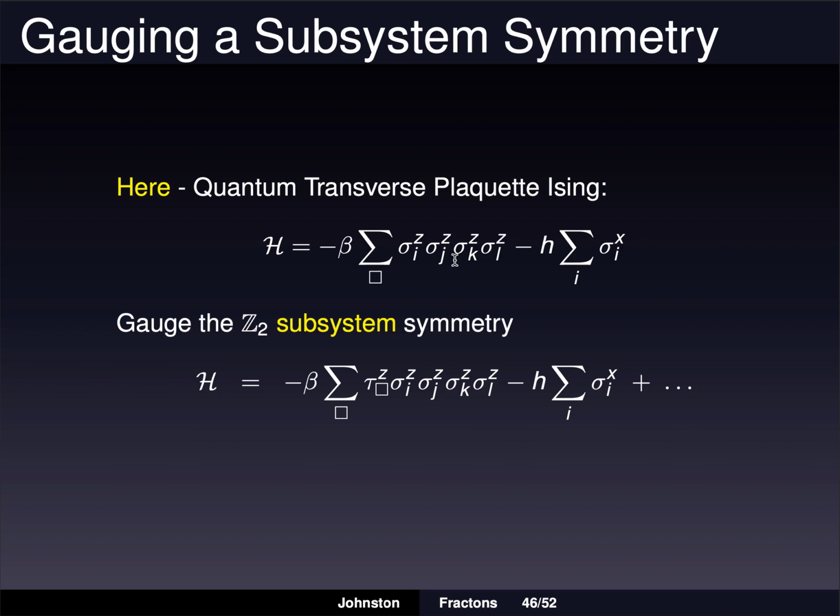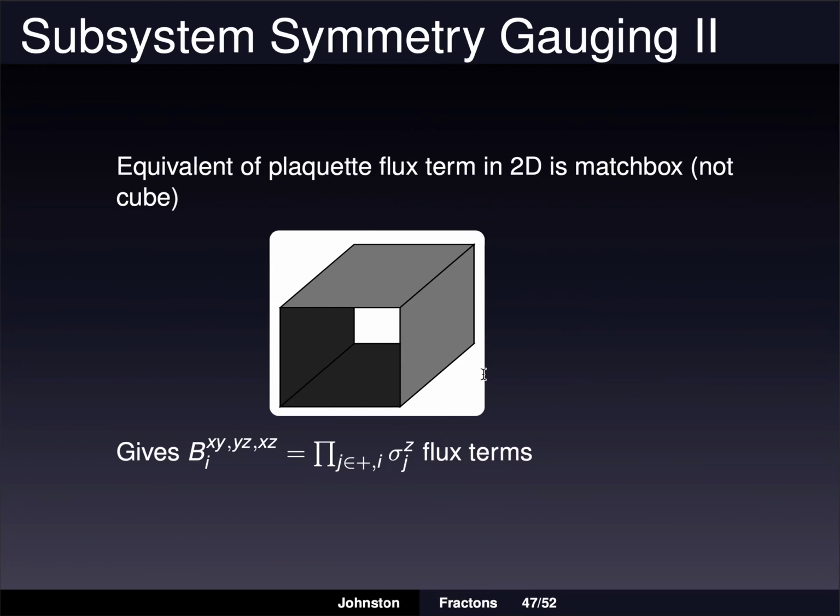And we can do that by putting a tau spin at the centre of each plaquette, the centre of each face. So I've indicated that as a tau z here. And we follow a similar route to creating the toric code out of the Ising model. Having gauged the symmetry, we introduce the equivalent of the Plaquette flux term in the two-dimensional toric code. In this case, it's a sort of matchbox flux term, not a full cube. And this gives the cross terms which appear in the x-cubed model.